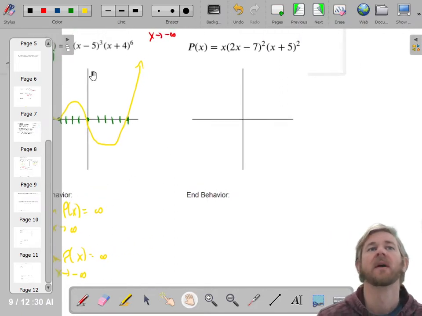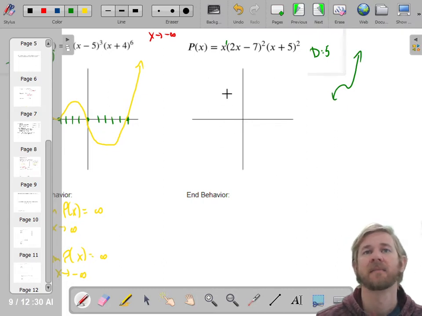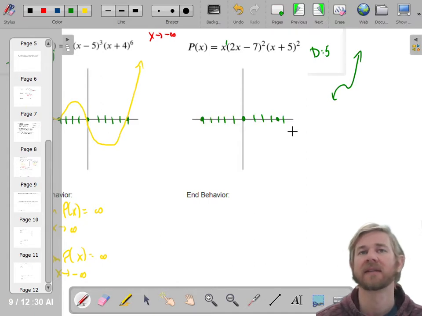One more. First thing, degree is 1 plus 2 plus 2, so 5, degree 5. That means it's positive odd, so it's going to look something like this. My zeros are at 0. This is 7 halves, so we'll say that's 3.5. That's about right here. And then negative 5. 1, 2, 3, 4, 5 right there. So I got my x-intercepts.